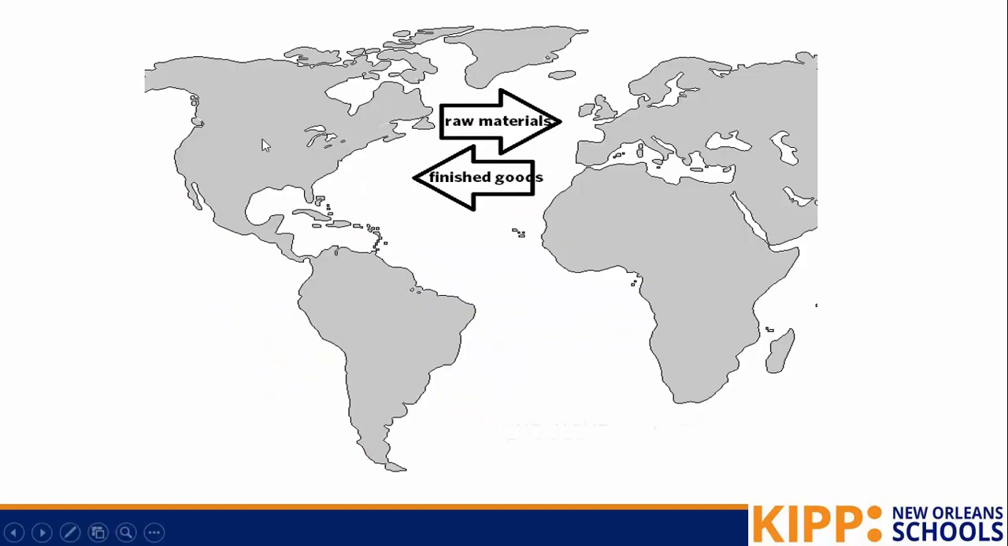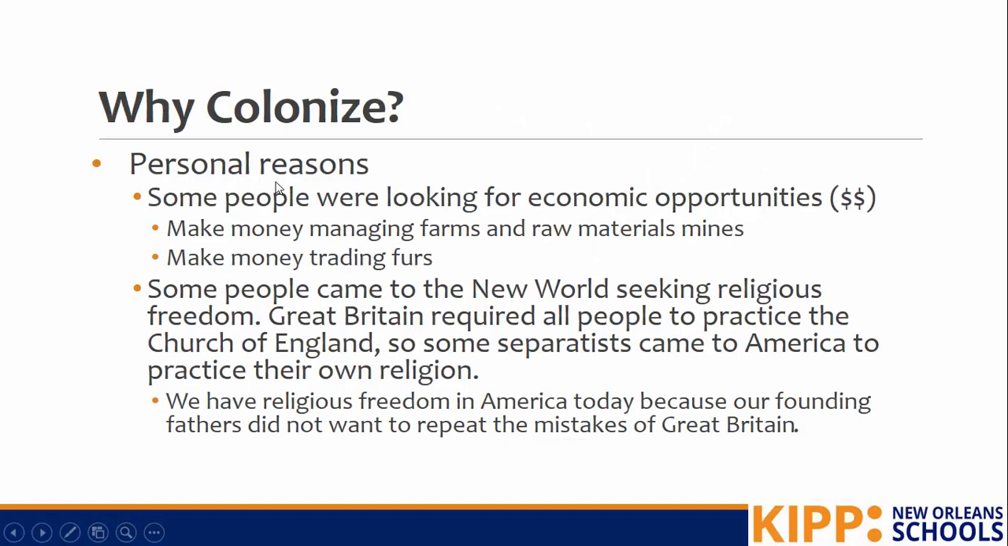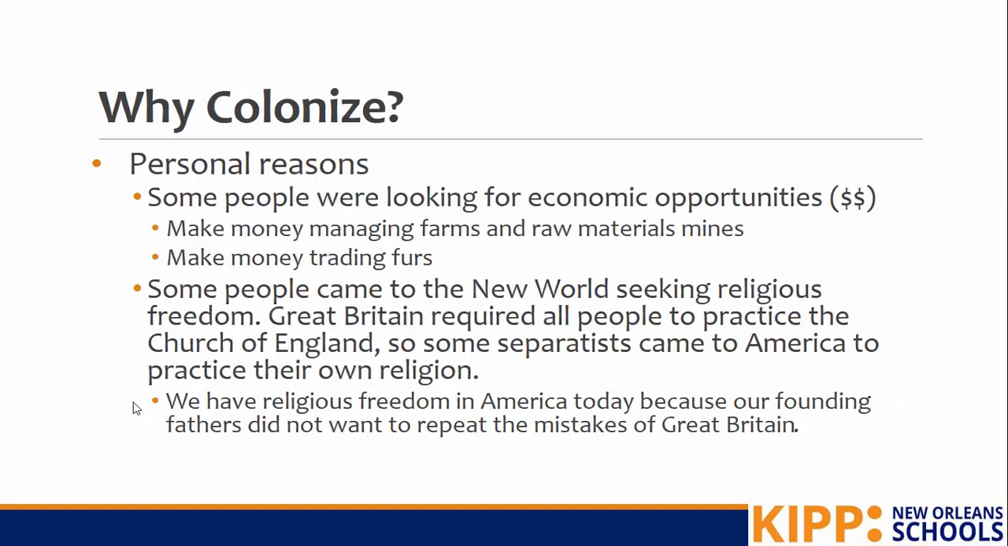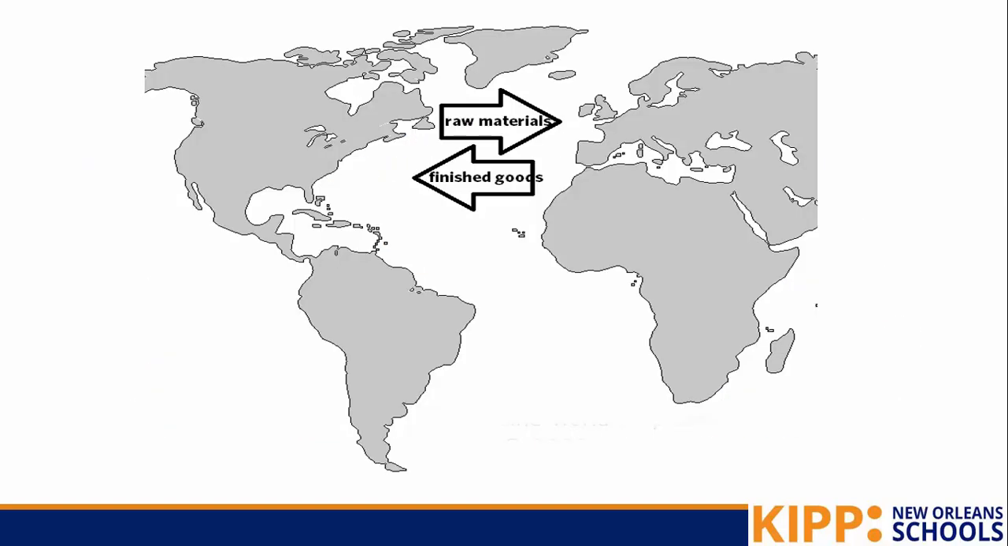So the French are up here in kind of like Canada. Champlain is going to create the first French colony up over here, and he's doing it so that he could have fur trades. We saw that the French don't just trap the fur themselves, but they also trade with the natives. So the French are here for fur. The British, however, are more concerned with farming than with trapping. So they do some fur trading, they just don't do as much as the French. The British are here for those 13 American colonies. The French are here in Canada for fur trading.